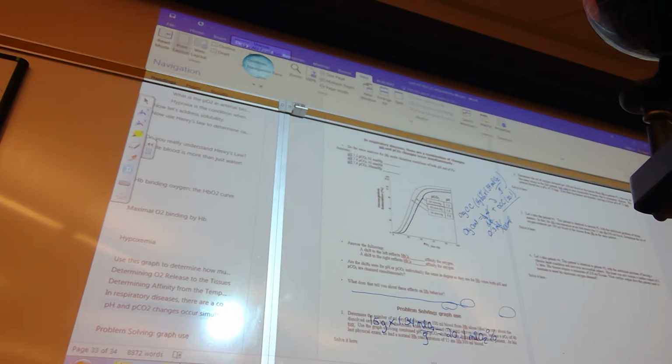We will all get slightly different answers for number 1 because it all depends on how well you draw your straight line going over to the percent saturation axis. If it's slanted, you're going to get slightly different percentages, and it also depends on what percentage you think you're intersecting at. It's going to be somewhat subjective. But you should get in a general range.